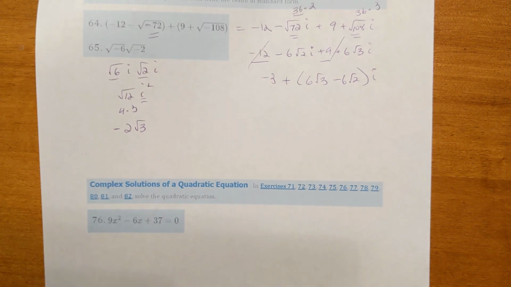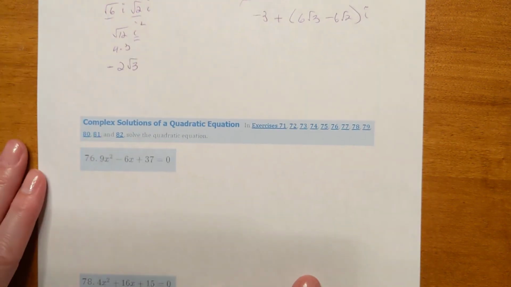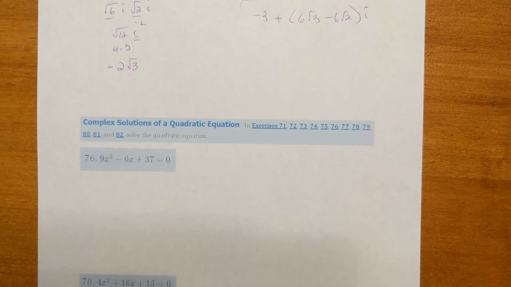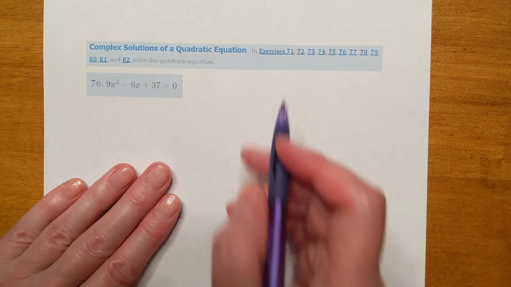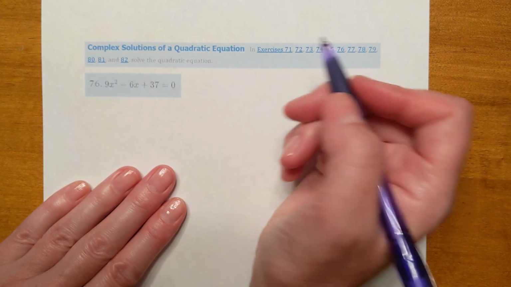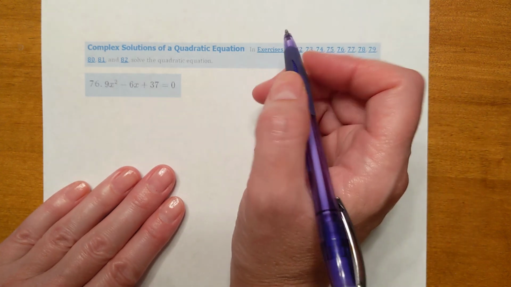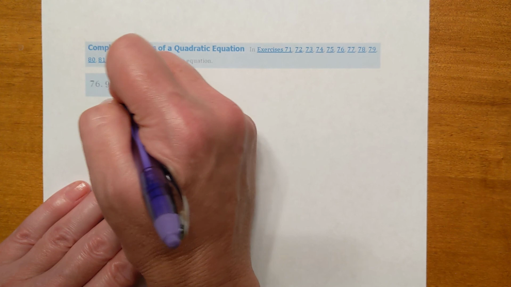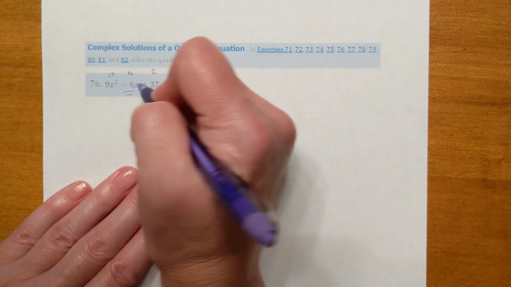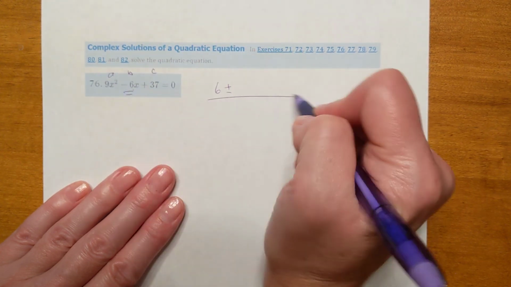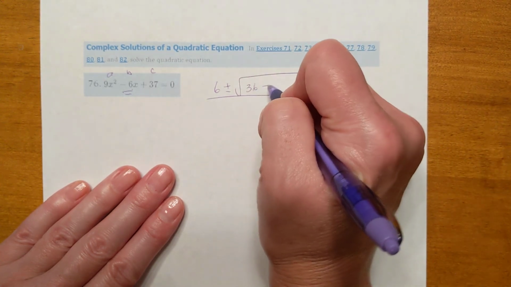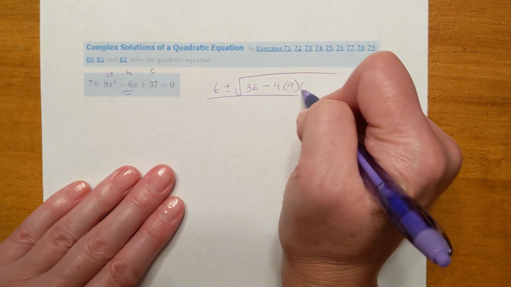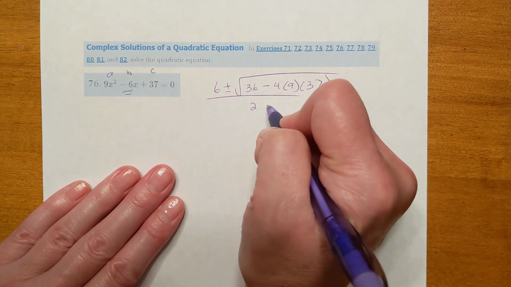All right, complex solutions of a quadratic equation. Solve the quadratic equation. All right, so this has got imaginary solutions on it. So let's do it here. So again, the quadratic formula, negative b plus or minus radical b squared minus 4ac over 2a. We got a, we got b, we got c. So negative b, so it's negative 6, so it makes positive 6 plus or minus b squared, or negative 6 squared, positive 36, minus 4 times a times c over 2 times a.